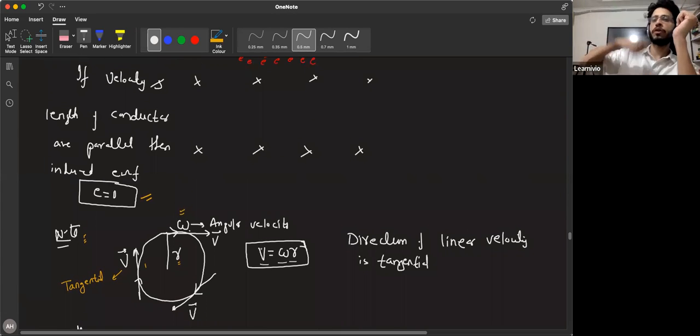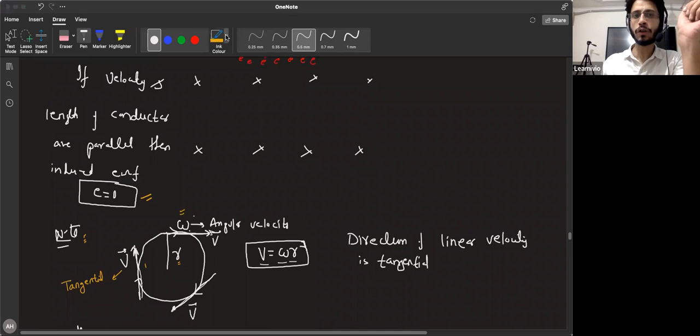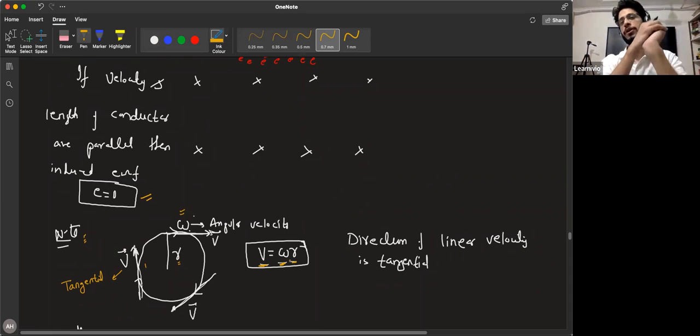So if a body is moving on a circular track with an angular velocity omega, it will have some linear velocity also. The direction of linear velocity is tangential. At every point, you can put a tangent. This tangent will give the direction of linear velocity. And you can say that linear velocity is angular velocity multiplied by the radius of the path. So v is omega r.